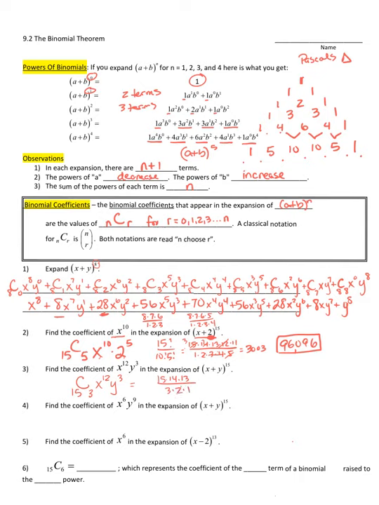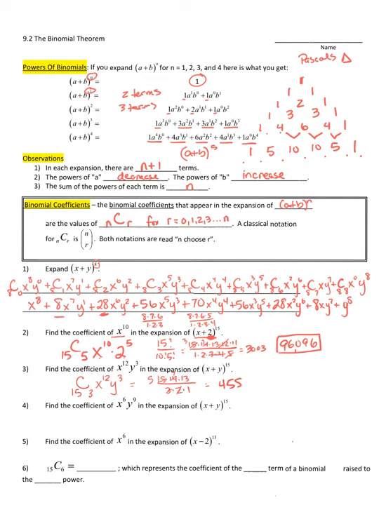2 goes into 14 7 times. 3 goes into 15 5 times. So it's 35 times 13. And that answer comes out to be 455. Again, you could have used the combination of 15 things taken 3 at a time on your calculator, like I just showed you how to do, and you could have got it that way as well. I just did it this way because it's probably just as quick.